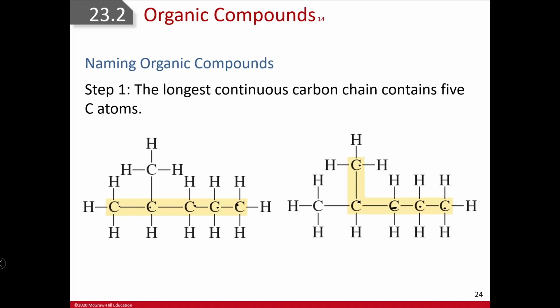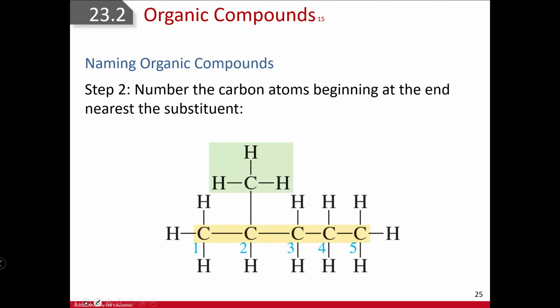So the chain is the longest continuous line: 1, 2, 3, 4, 5, or you could go 1, 2, 3, 4, 5. So it's 5 carbons long. The base chain is a pentane, right? The base chain is a pentane. 5 carbons. So do that first. And that's how I do it. I keep the pencil down and draw through it. That way I've identified it and no problem.